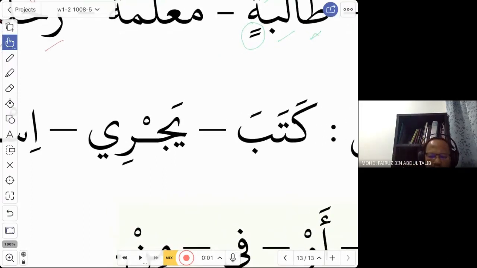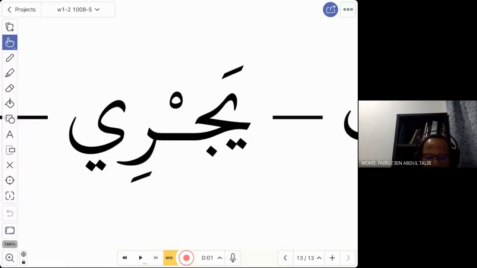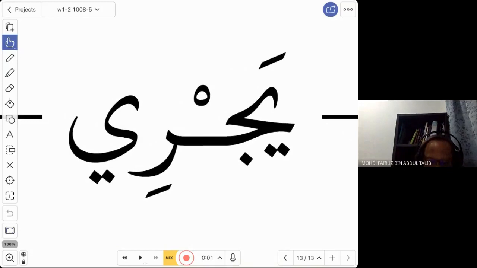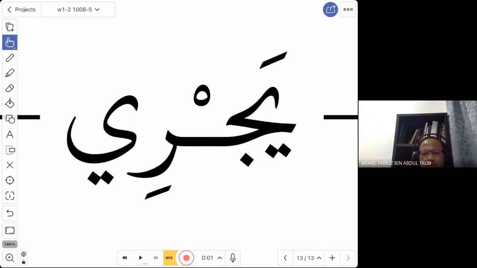He wrote, past tense. The second word is yajri. Previously I said this is to run, which is the dictionary meaning for the word yajri. But if it is in a sentence, it is not to run. It means is running, it is now, or runs, at the present situation, present tense. That is also a verb, yajri.